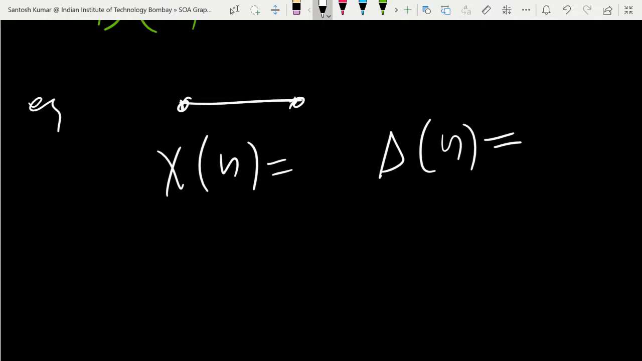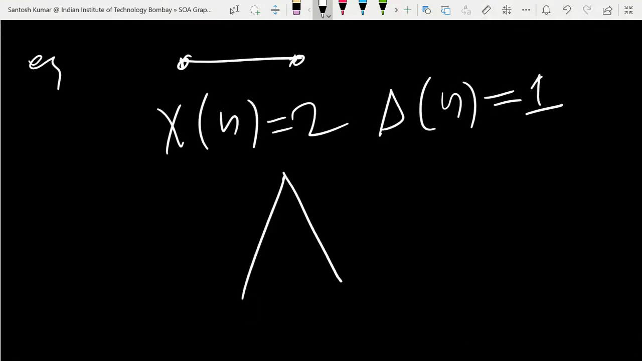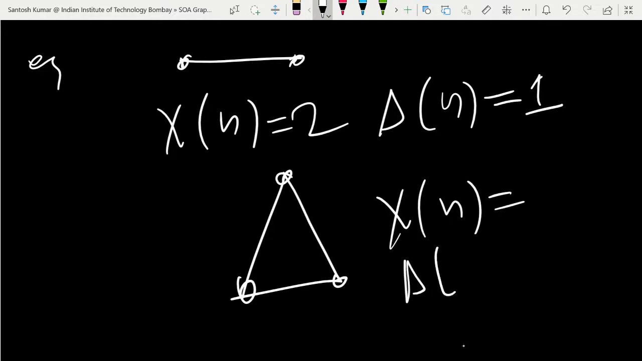So chromatic number 2 and degree of graph is 1. Okay. Let's come here. This is K3. For this graph, what is the degree and what is the chromatic number? Chromatic number 3, degree 2. Okay.